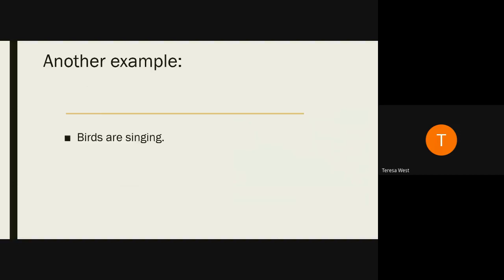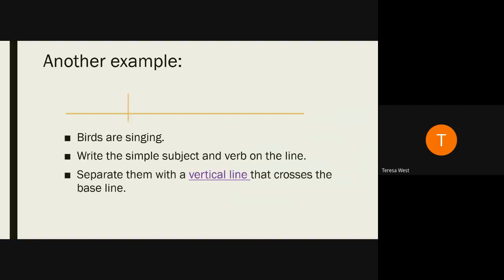Another example is: birds are singing. Write the simple subject and verb on the line. Separate them with a vertical line that crosses the baseline. So birds is our simple subject, are singing is our verb. So the birds on the left are singing on the right. Our vertical line does cross the baseline. So you should see how it kind of makes a long T, the crossbar of a really long T.